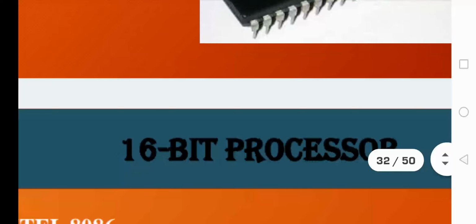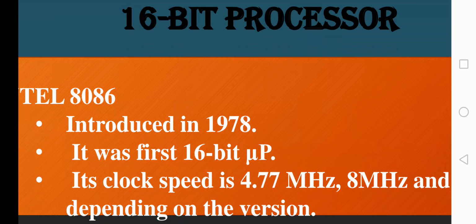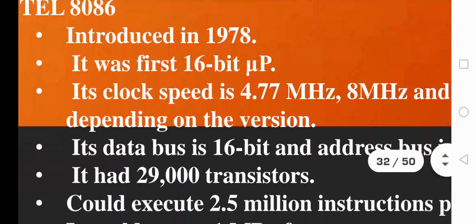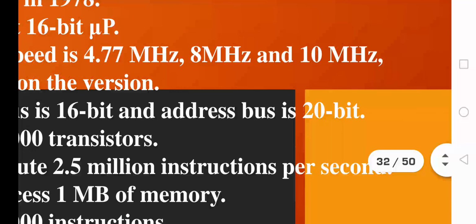Okay, so now we are going to start studying the 16-bit processors. The first 16-bit processor that they invented was the 8086. This 8086 processor needs to be studied by us in detail since it is provided in the syllabus. And the clock speed of this 8086 microprocessor was 4.77 megahertz, 8 megahertz and 10 megahertz.